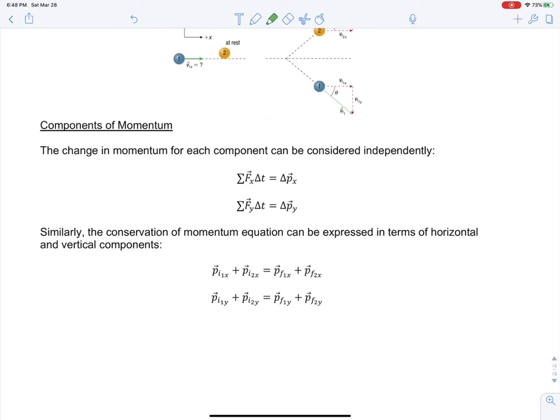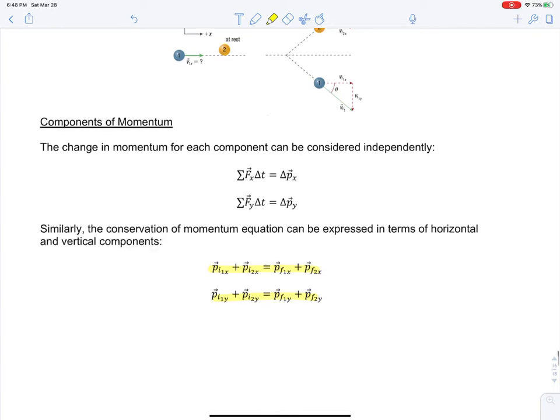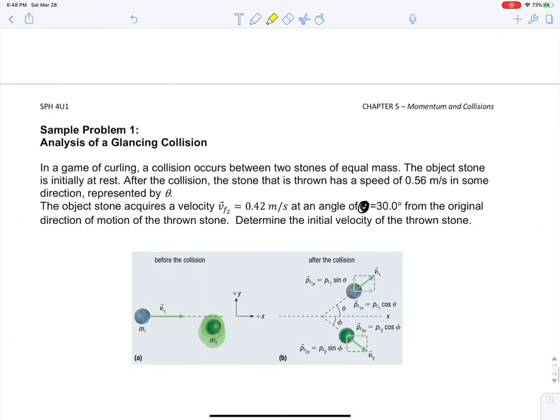So we have the conservation of momentum in the x direction and the conservation of momentum in the y direction. Let's start right away by looking at a sample problem.